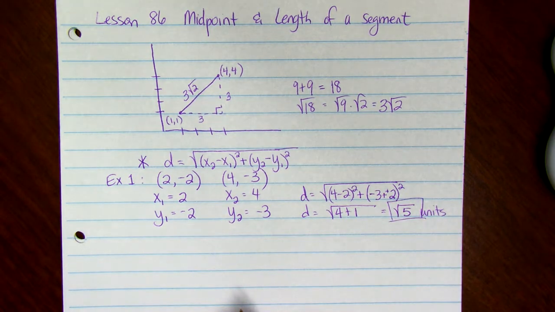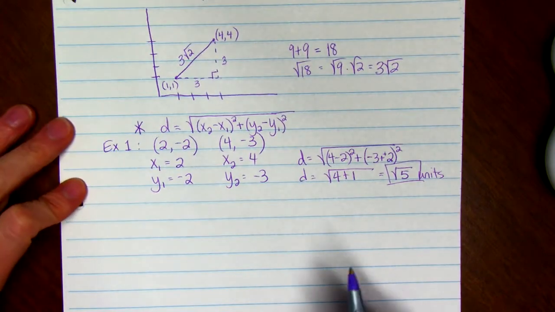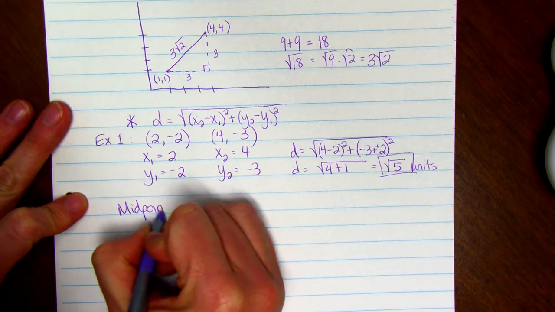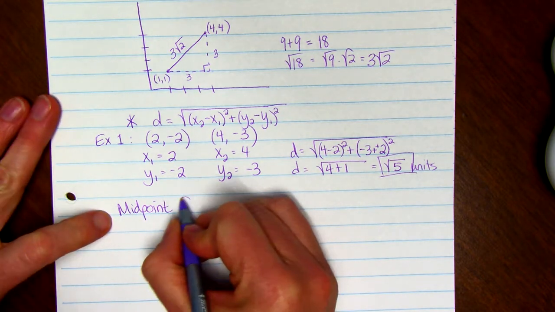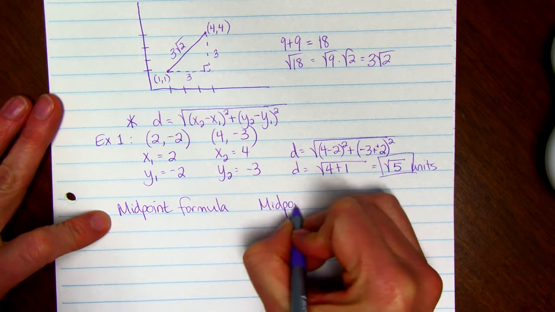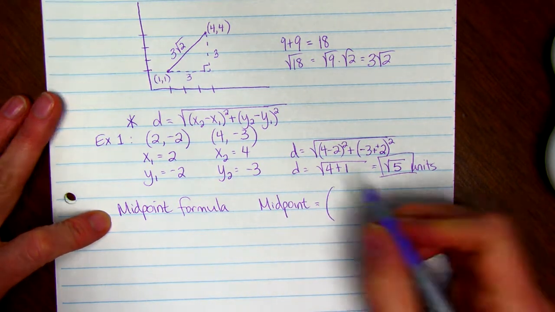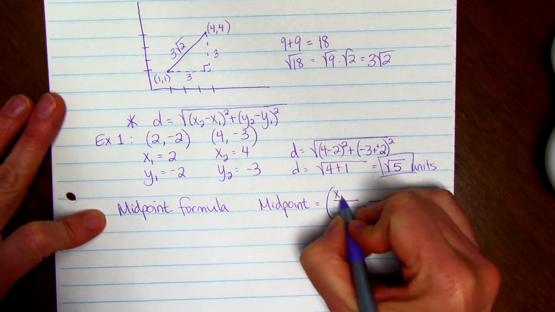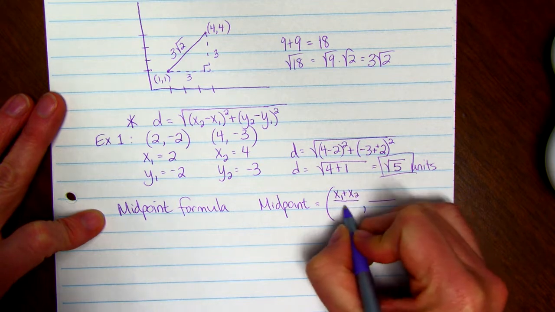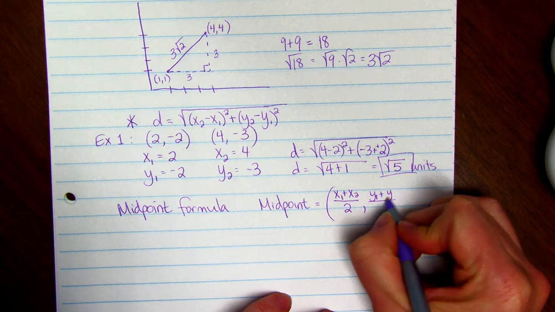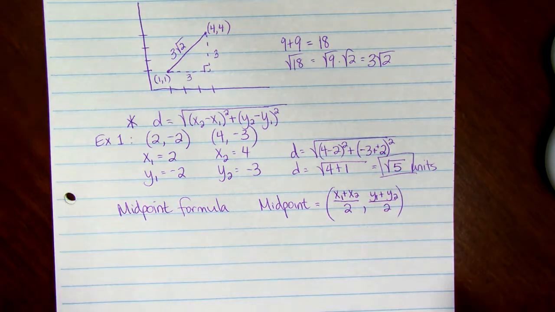That's how far apart those points are. Now we have another formula, which is the midpoint formula. So if we want to find the middle of 2 points, it goes like this. The midpoint equals, and it's going to be a point. It's the average of the 2 x's, so x sub 1 plus x sub 2 divided by 2, and the average of the y's. And it's that point right there.